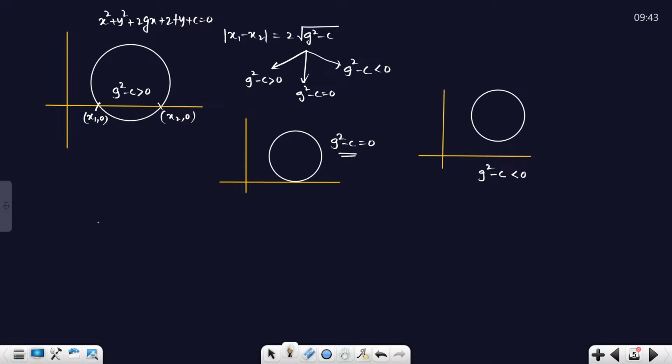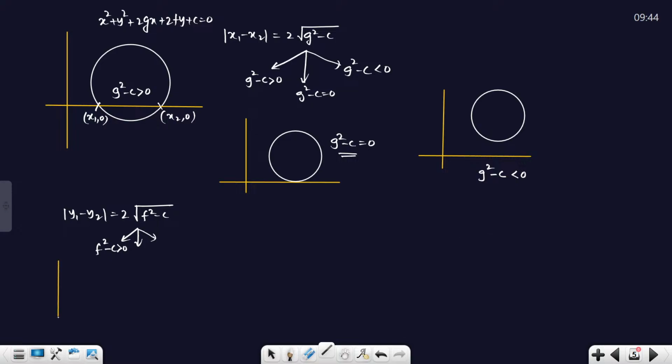So same thing with your y-intercept. Your y-intercept, what we have learned, is 2 root over f square minus c. In this case also, we are getting three conditions. The first condition is when f square minus c is greater than 0. What do you mean by that? It is intersecting the y-axis.